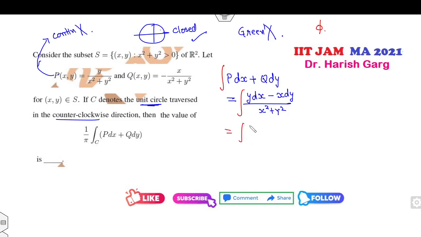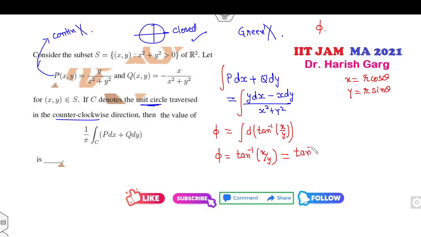So clearly, can I write this function as the derivative of tan inverse x over y? Because this is the derivative of x over y, your phi will be tan inverse x over y. Or I can change into the circle: x is my r cos theta, y is my r sin theta. So this portion will be tan inverse cot theta. That cot I can replace as pi by 2 minus theta, because I can write that number as pi by 2 minus theta. Now over the unit circle you can substitute the value.